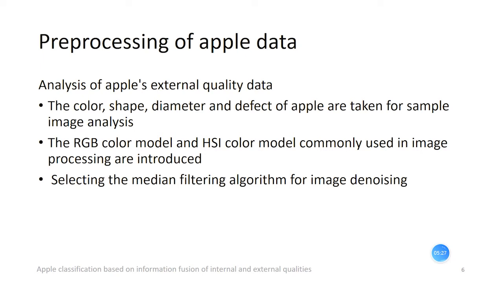The RGB color model and HSI color model commonly used in image processing are introduced. The ratio of red and near-red H values in the apple image was taken as the color index, and the variance of RGB components was selected as the color distribution parameter by Fisher's coefficient method. The pixel diameter and pixel equivalent were obtained by calculating the minimum enclosing circle of an apple image, and the conversion between the actual diameter and the pixel diameter is realized.